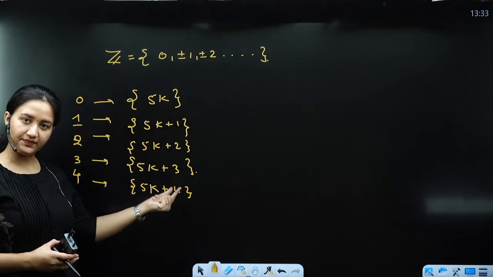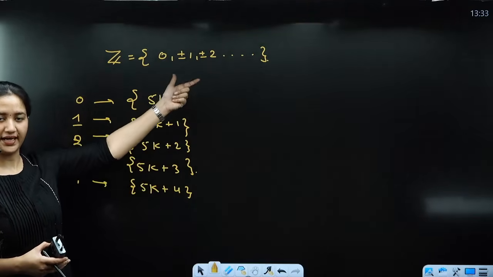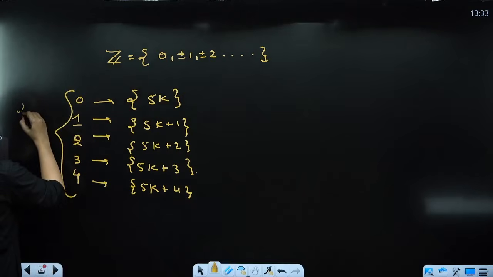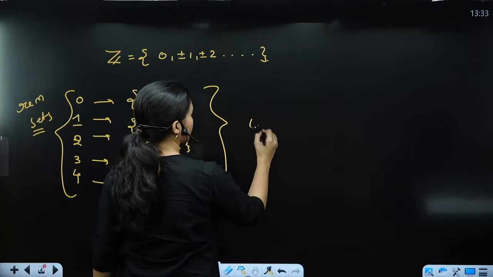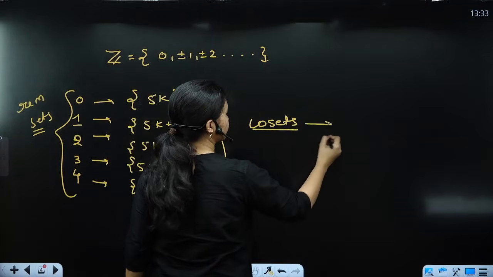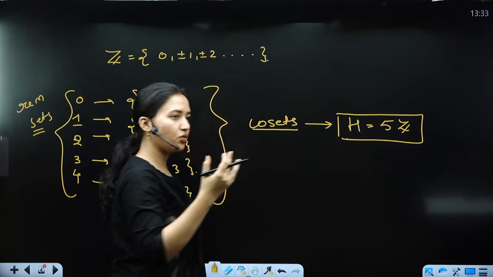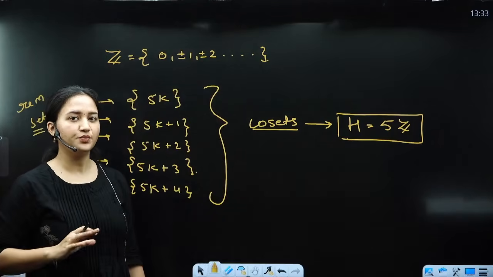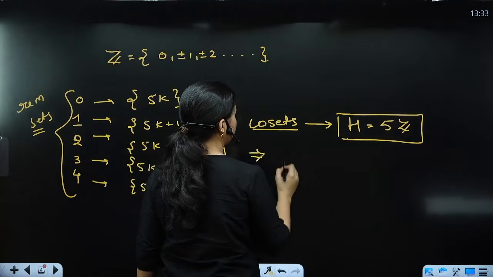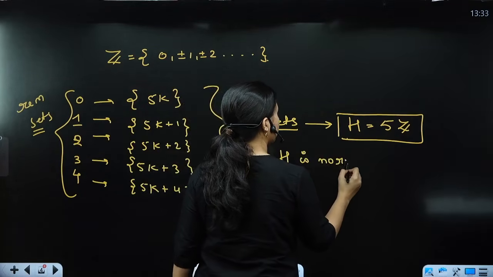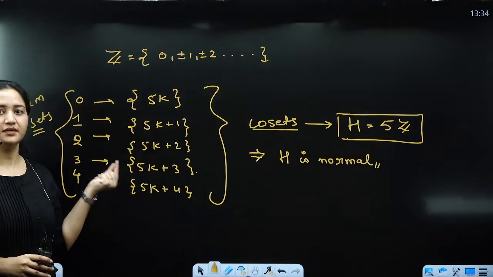They leave a remainder of 3 when they are divided by 5, and here they leave a remainder 4, here they leave a remainder 2, 1 and 0, right? We were calling them remainder sets, but later on we saw that these were nothing but cosets with respect to the subgroup 5Z, right? Now since all the left cosets and the right cosets formed with respect to this subgroup are equal, this implies that H is normal, right? So if H is a normal subgroup, then the collection of all these cosets forms a group itself, right?